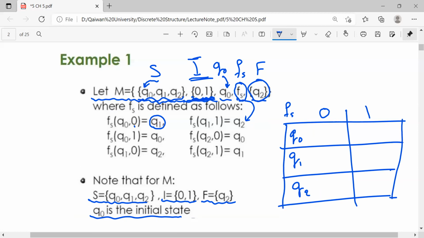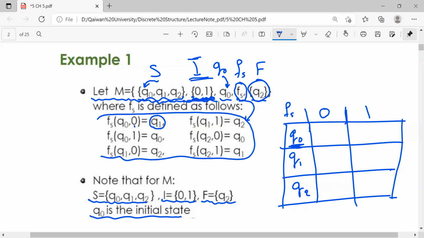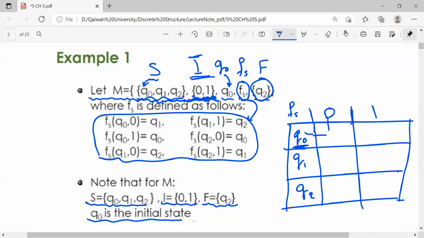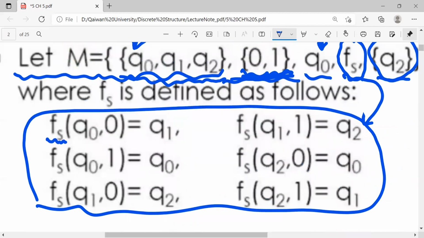Okay. We have these three states. Now, we find the transition function for each of these with each of the inputs. We have two inputs, 0 and 1. By using this function, which is given, we say Fs for Q0 and 0. Look, this is Q0 and this is 0. That means it equals Q1. As you see here, Fs of Q naught and 0 is Q1.